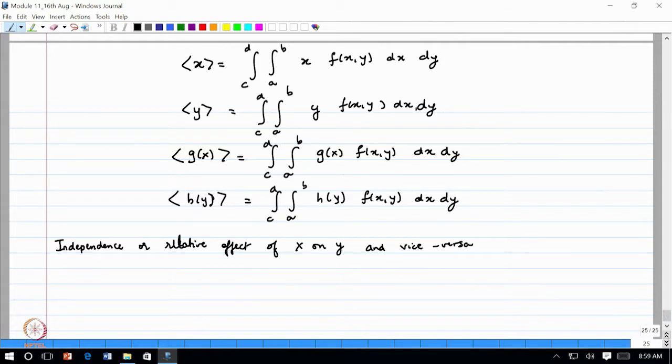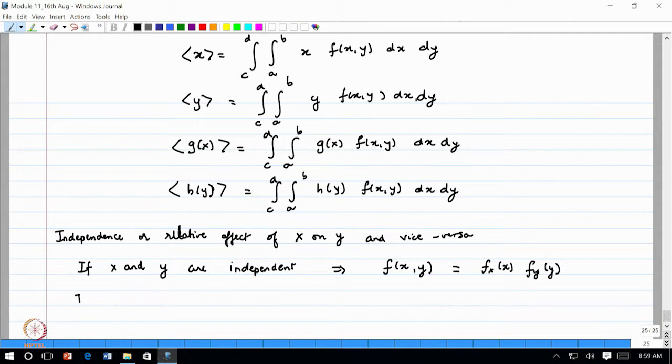So, if x and y are independent, that implies f of x y, okay, this can be factored, and if it is factored, I will call it as f x of x f y of y. So, it factors into these two terms. Okay. If x and y are not independent, okay, then you can't have this.